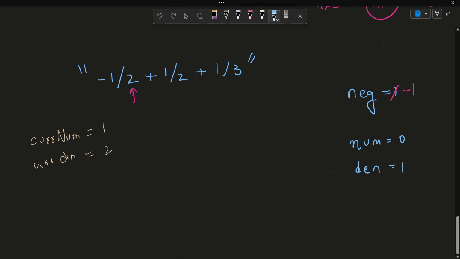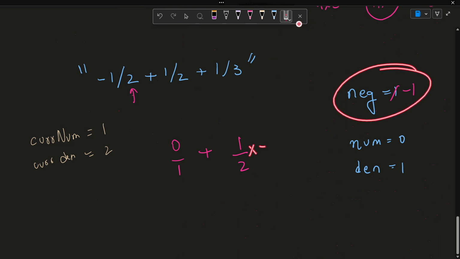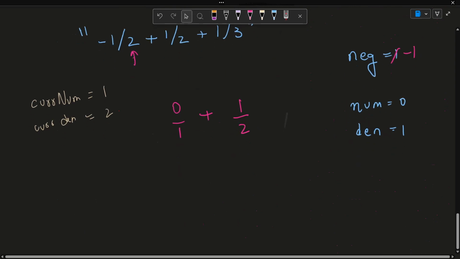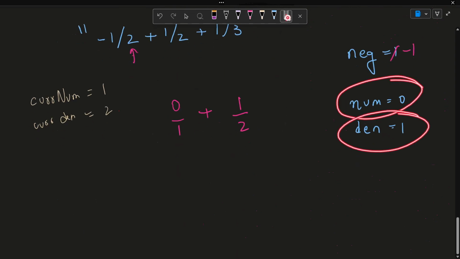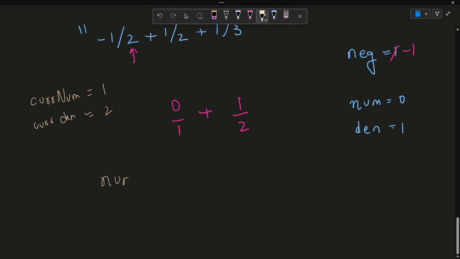So initially I started with 0 by 1. I'm adding this with 1 by 2, and since negative is -1, I multiply this with the value of negative. So I take the numerator and multiply it by -1. Not exactly here, but let's see how we do this. Now we have to update this numerator and this denominator. How do we do that? The numerator would now be defined as the current numerator times this denominator. This would be numerator times current denominator.